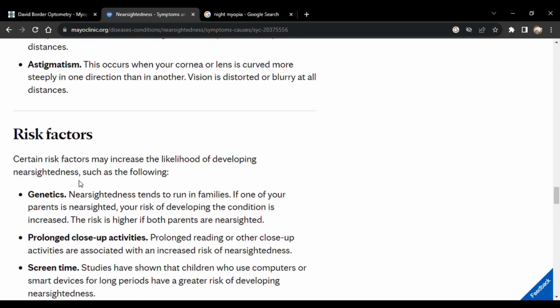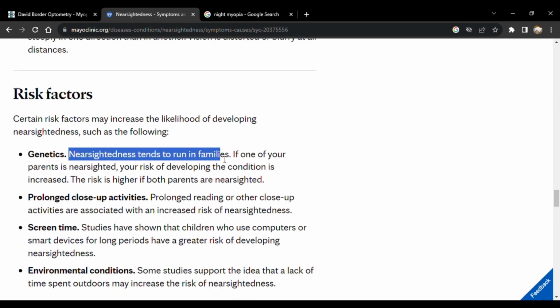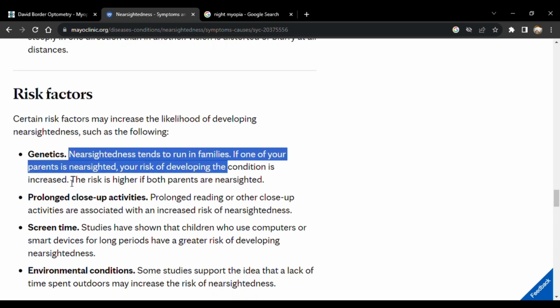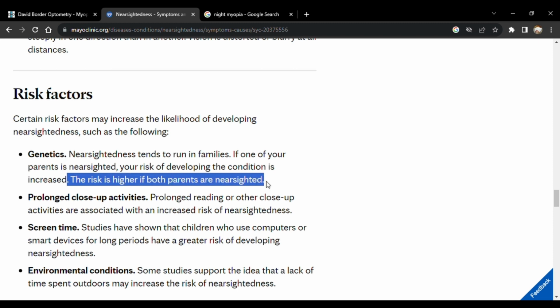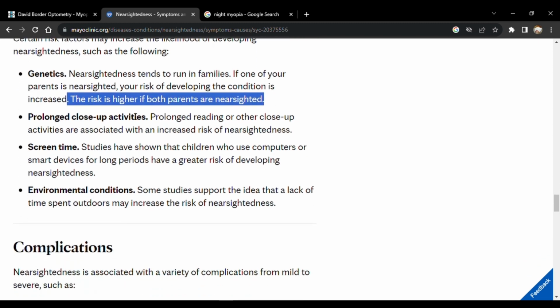Risk factors for developing myopia: genetics. Nearsightedness tends to run in families. You have increased risk if your parents have it. If both parents have it, the risk is increased still more.